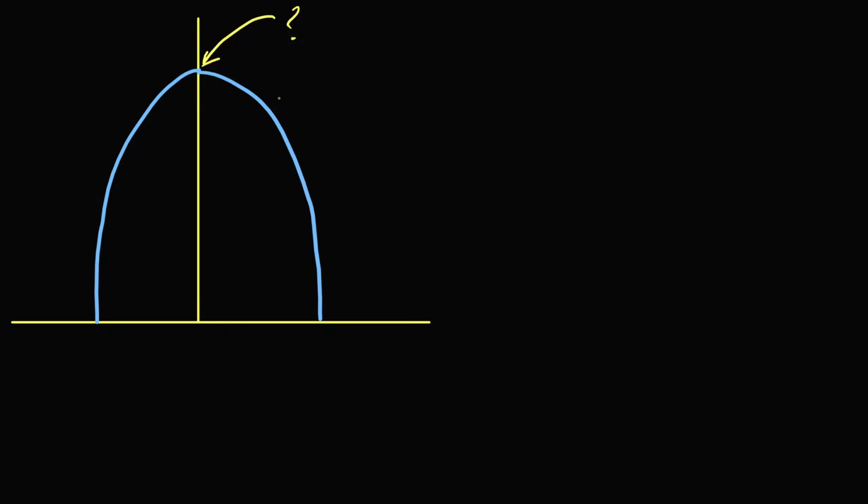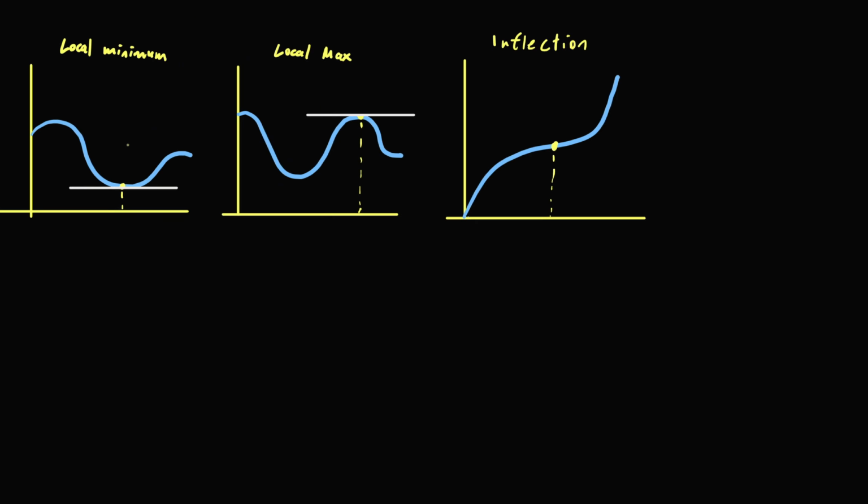Some practical applications of derivatives are looking for maximums and minimums. For example, when we have a function y equals negative x squared, usually we would find the maximum point using the vertex. However, when we have more complicated functions, we cannot really do that. So what are local minimums and local maximums?